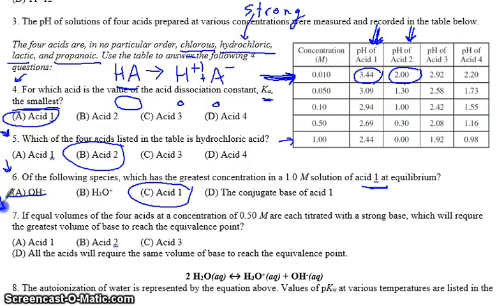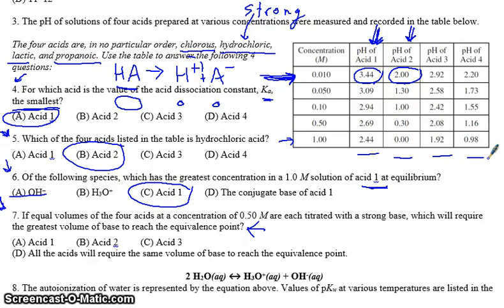How about number 7? If equal volumes of the 4 acids at a concentration of 0.50 are each titrated with a strong base, which will require the greatest volume of base to reach the equivalence point? So what we're saying is we're going to neutralize all 4 of these, completely neutralize them. And which one will require the most base?